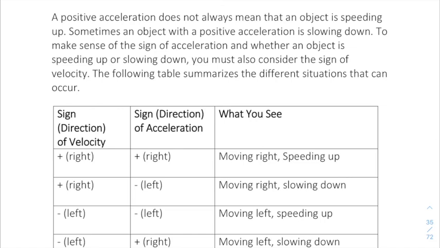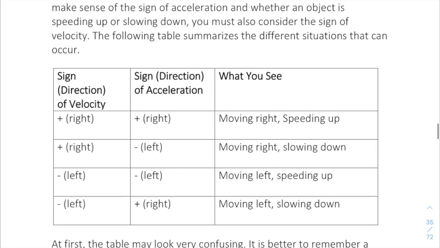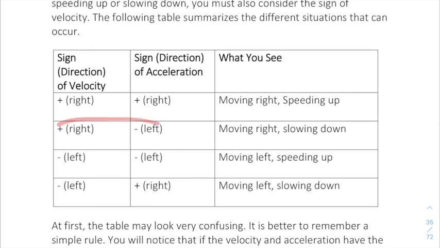A positive acceleration does not always mean that the object is speeding up. Sometimes an object with a positive acceleration is slowing down. To make sense of the sign of acceleration, whether an object is speeding up or slowing down, you must also consider the sign of the velocity. So here are some summaries. A positive sign for velocity and a positive sign of acceleration would be speeding up and moving to the right. A positive sign for velocity with a negative acceleration means moving to the right and slowing down. So here they are opposite, so we get a slowdown.